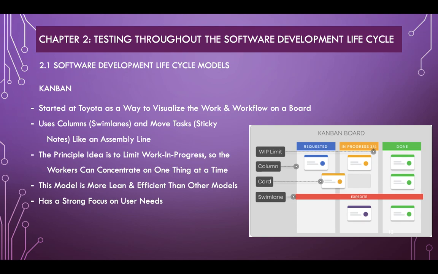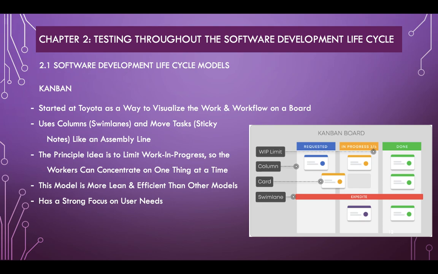Kanban. Kanban started at Toyota as a way to visualize the work and workflow on a board. It uses columns as swim lanes and moves tasks across the board like an assembly line. The principal idea is to limit the work in progress so the workers can concentrate on one thing at a time. The model is more lean and efficient than other models. Kanban has a strong focus on user needs.